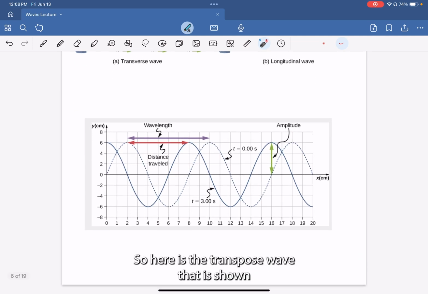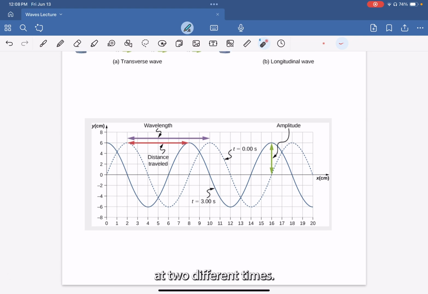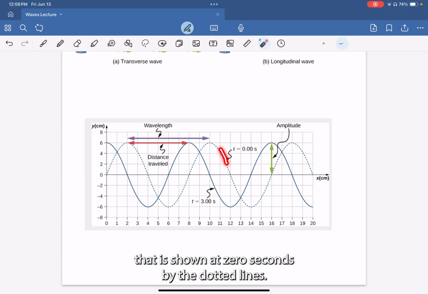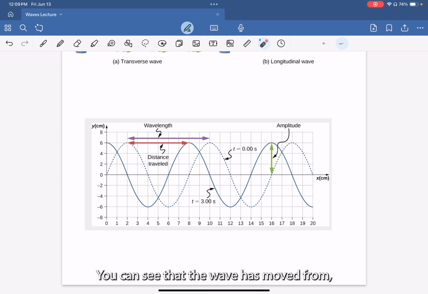All right. So here is the transverse wave that is shown at two different times. So this is the profile of a wave that is shown at 0 seconds by the dotted lines. And then at 3 seconds, this is the profile. You can see that the wave has moved from 10 to 12 centimeters. So it has moved through 2 centimeters. See that? In 3 seconds. So you can calculate its speed.